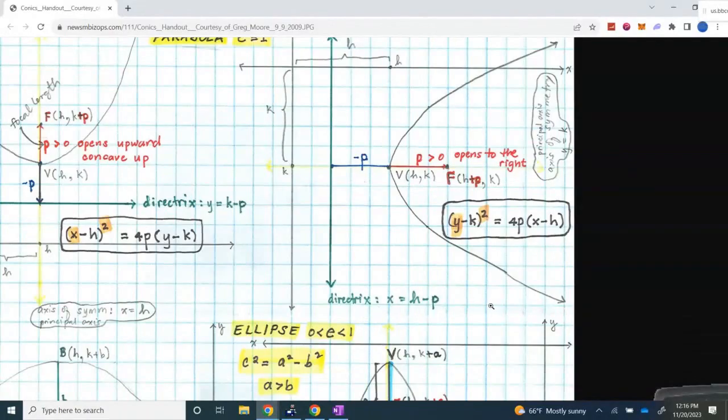We have to find the directrix. This is the formula for the directrix. X is equal to H minus P. Okay. So here's the formula for the focus. Here's the formula for the directrix.